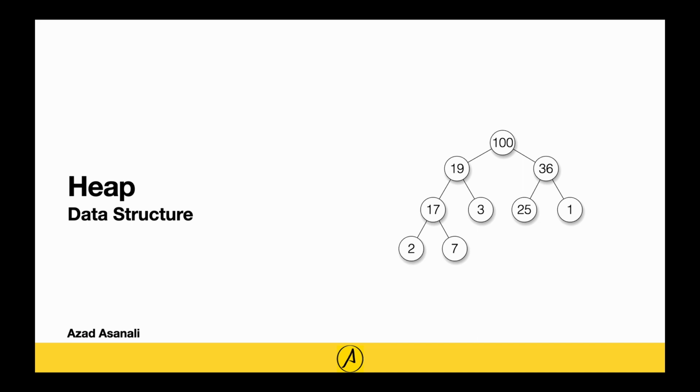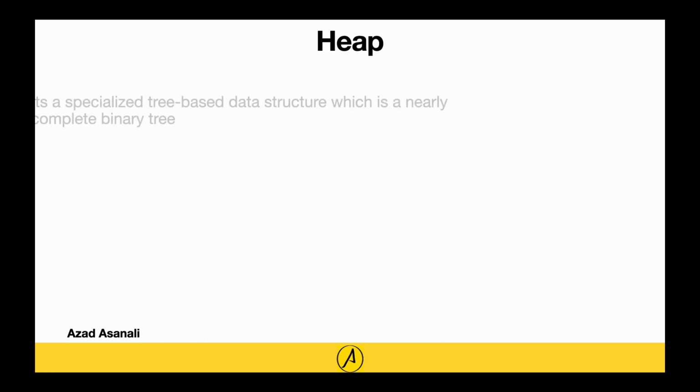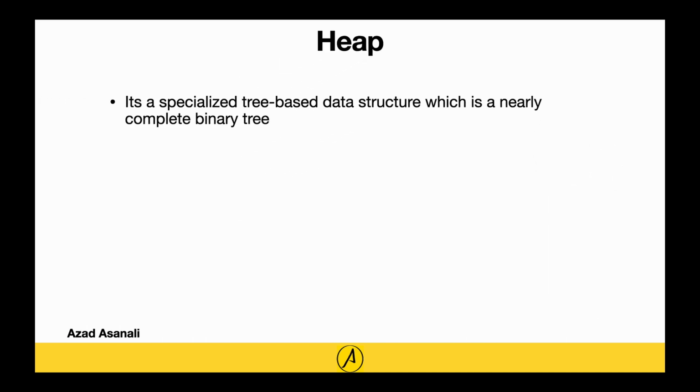Today we are going to discuss a topic about heap data structure. So let's look at what is heap. A heap is a tree-based data structure which is nearly a complete binary tree. So what is a complete binary tree? A binary tree which has a root node without any child is also a complete binary tree.